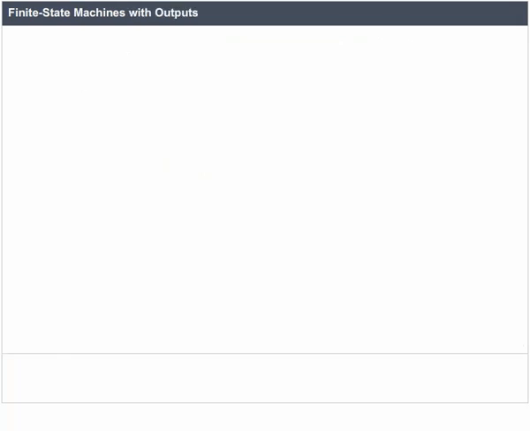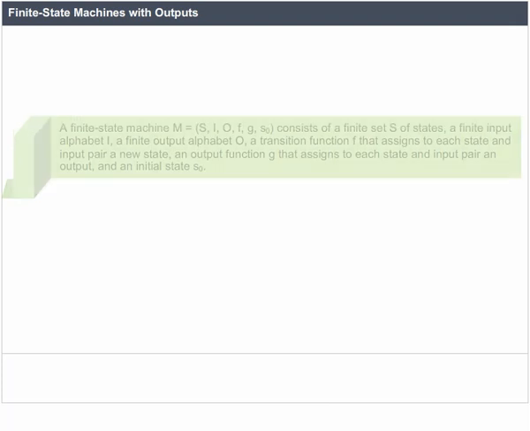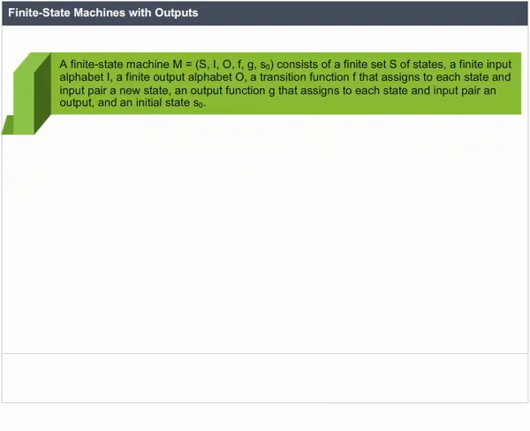Finite state machines with outputs. A finite state machine M equal to (S, I, O, f, g, S0) consists of a finite set S of states, a finite input alphabet I, a finite output alphabet O, a transition function f that assigns to each state and input pair a new state, an output function g that assigns to each state and input pair an output, and an initial state S0.